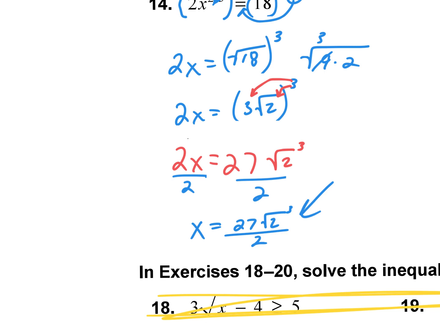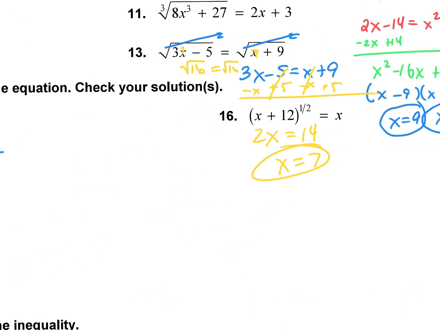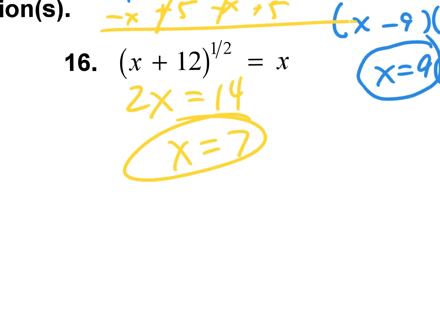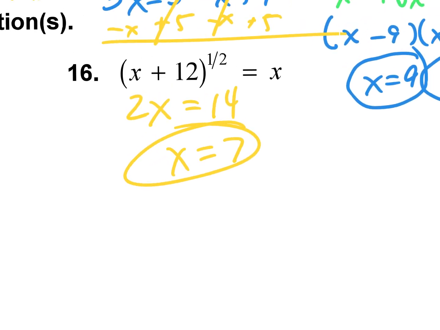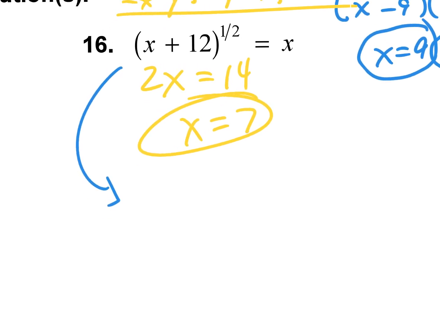But you solve it the same way as if it was just the square root of 2 squared, where it would cross out or whatever. You use the same thing. Same thing for this one. How can I rewrite x plus 12 to the 1/2 power? How can I rewrite that? I want to write it with a radical. The square root of x plus 12, good, equals x.